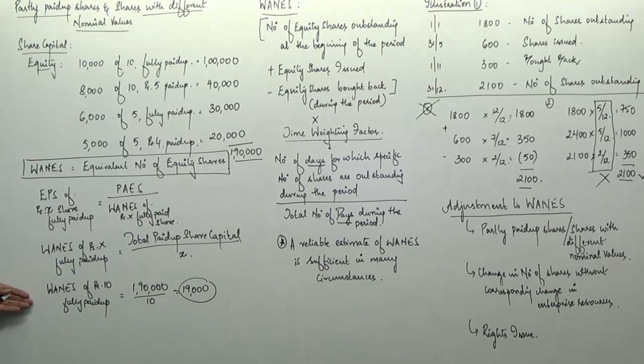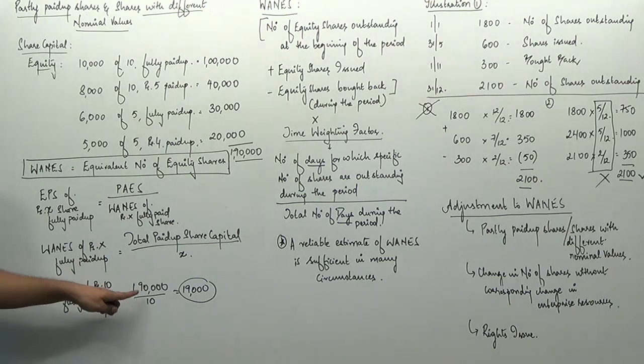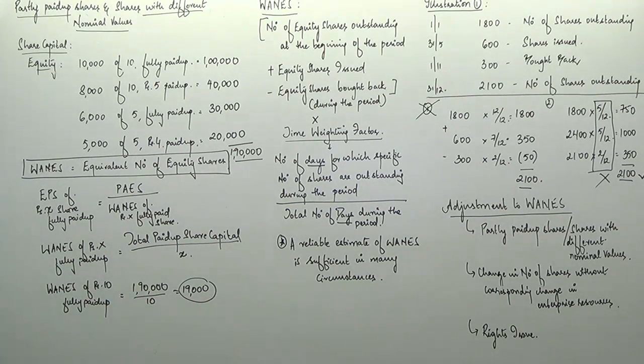If I want weighted average number of equity shares of 5 rupees each, then 1,90,000 divided by 5, number of equity shares will become 38,000. This is how we calculate weighted average number of equity shares in case of partly paid shares or shares with different nominal value. Both the cases I have a single treatment, that is to adopt equivalent number of equity shares.